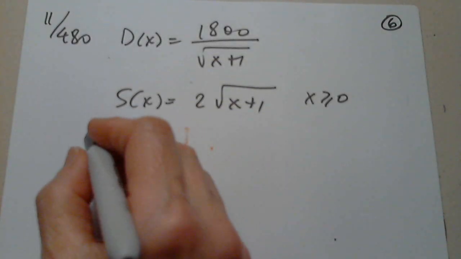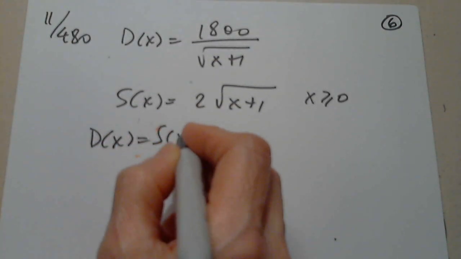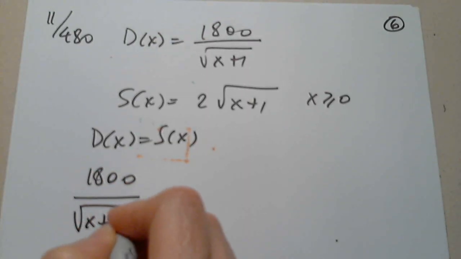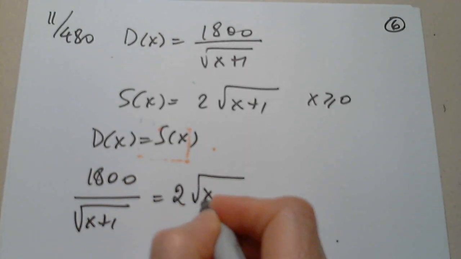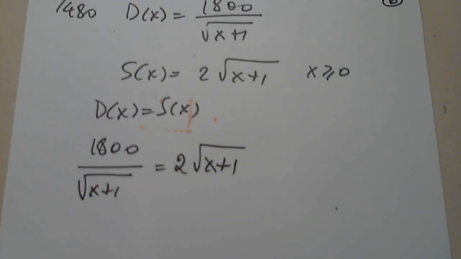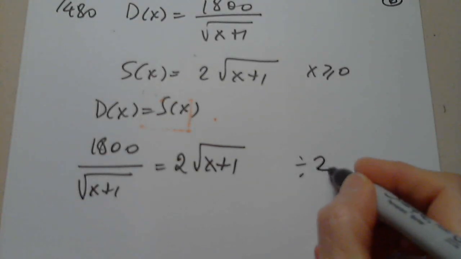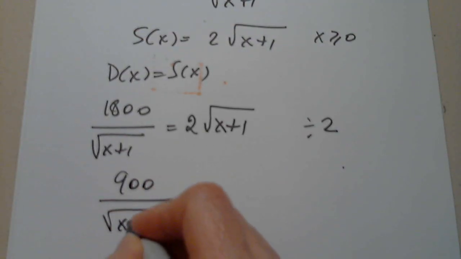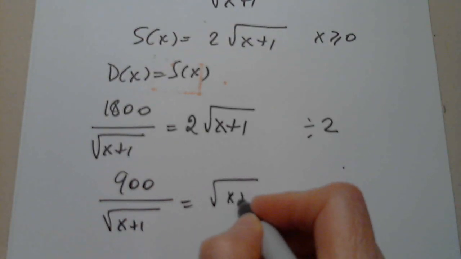At this point, we know we have to set the demand equal to the supply, and we have 1800 over the square root of x plus 1 equals 2 times the square root of x plus 1. Good. Any suggestions on how to proceed? Of course, I see that I can divide both sides by 2, and I will do that. So I have 900 over the square root of x plus 1 equals the square root of x plus 1.